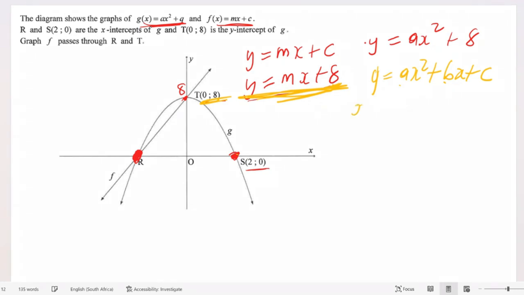What are those values? Now, we are not given b. As you can see, the diagram shows the graph of g of x equals ax squared plus q, meaning we only have a and c. We don't have b. So I was thinking we could substitute with the coordinates of s, whereas our y is going to be 0, and x is going to be replaced by 2 squared plus 8.